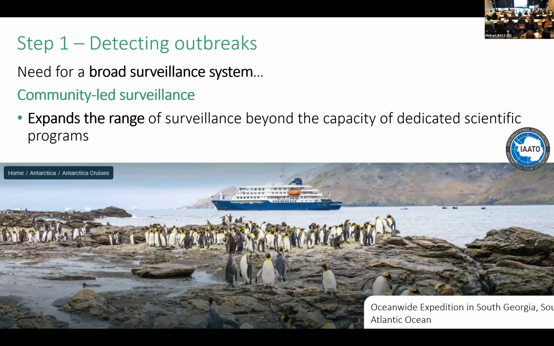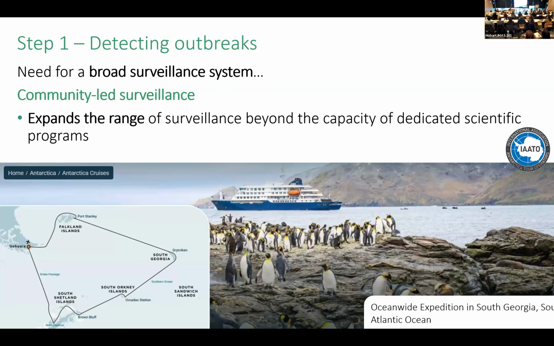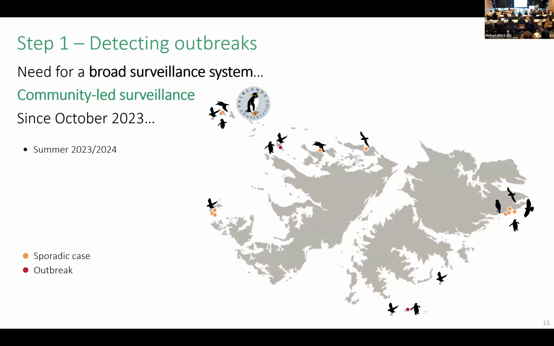And so same as for the farmers, it's just that those boats are going everywhere all the time. There's a lot of them. So it also expands our range of surveillance. And to show what we could learn from that, this is a map of the Falkland Islands. And you can see dots with different colors.